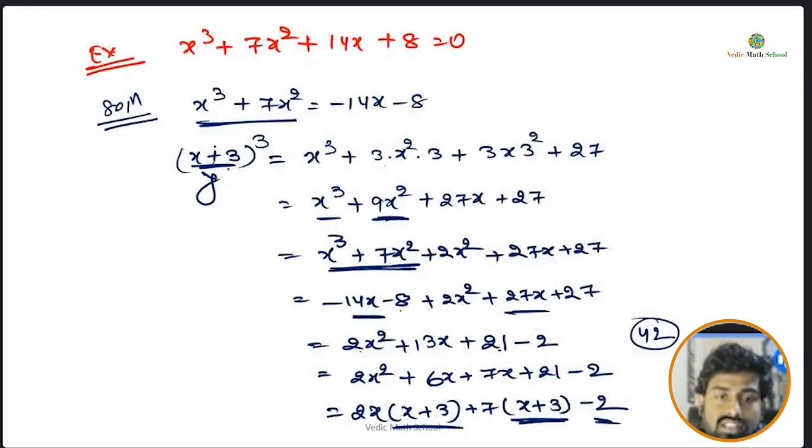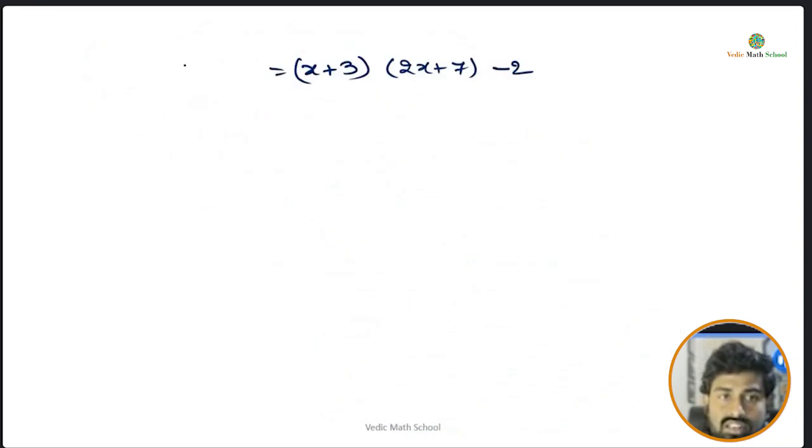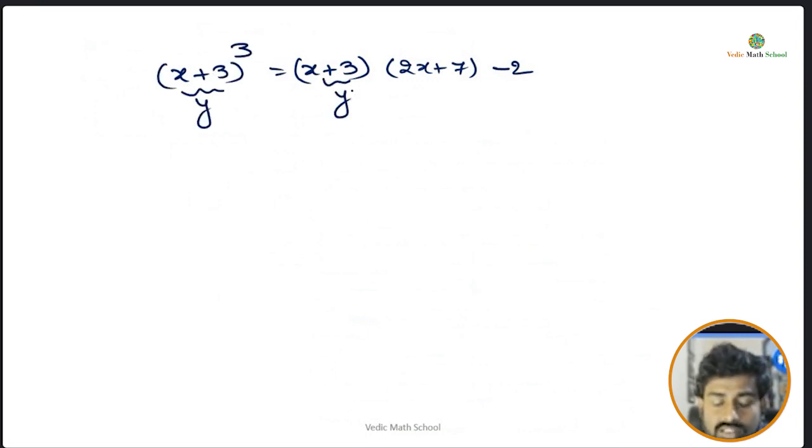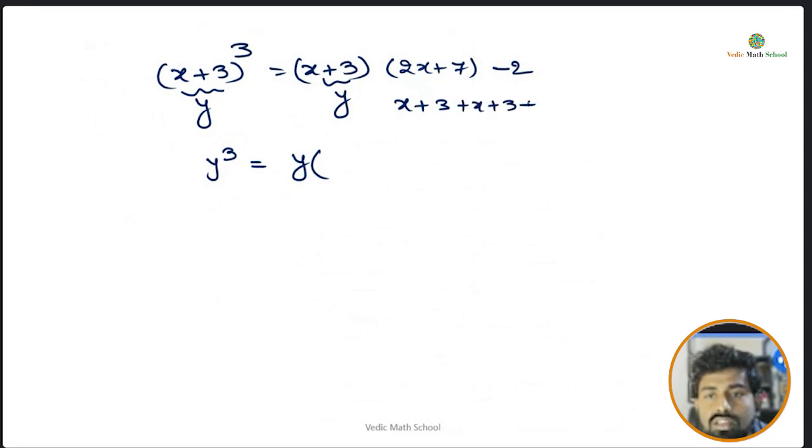Now I'm also writing this x plus 3 whole cube in the left side. We can make this number equal to y. So this is also y, right? So what is the value? It will become y cube equal to y into. Now look at this 2x plus 7. Can we write down this 2x plus 7 equal to x plus 3 plus x plus 3 plus 1.